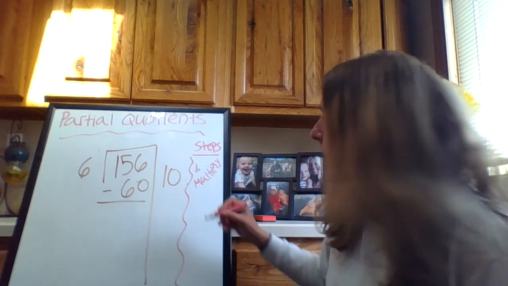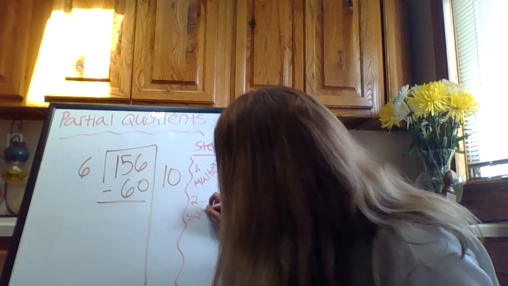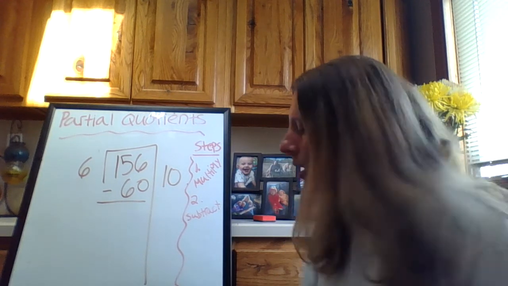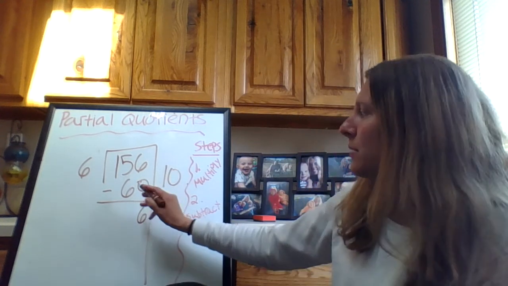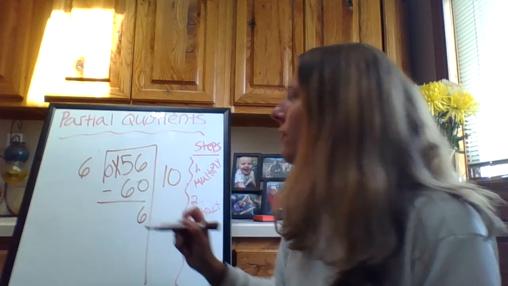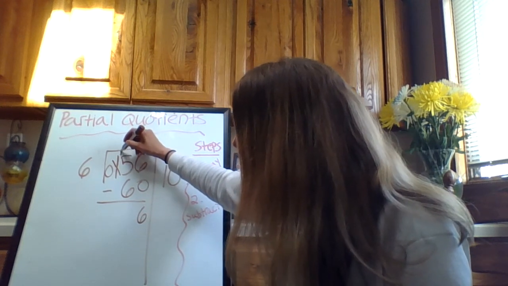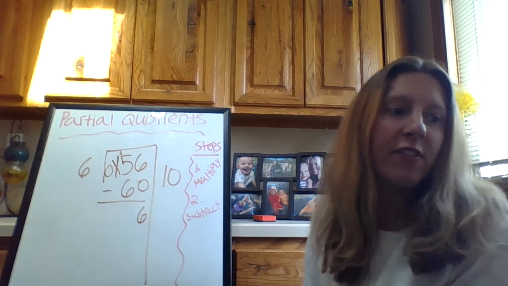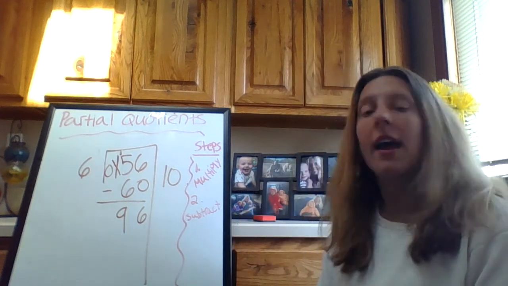So I'm just going to write for step 2 that we are going to subtract. So 6 minus 0 is 6. I can't subtract 6 from 5, so I need to borrow. I cross off the 1 to get 0. Carry the 1 over to the 5 to get 15. And then 15 minus 6 is 9. So now I have 96.